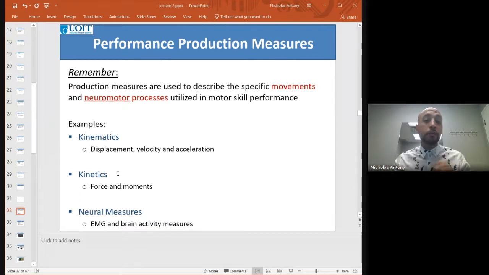So the movements may not be much different between someone that hits it very, very far, but maybe they're stronger. So you see that the force is a lot stronger in one person versus another. And then neural measures are those measures that are going to evaluate EMG and brain activity. So kinematics look at movements, and neuromotor processes are evaluated by neural measures.